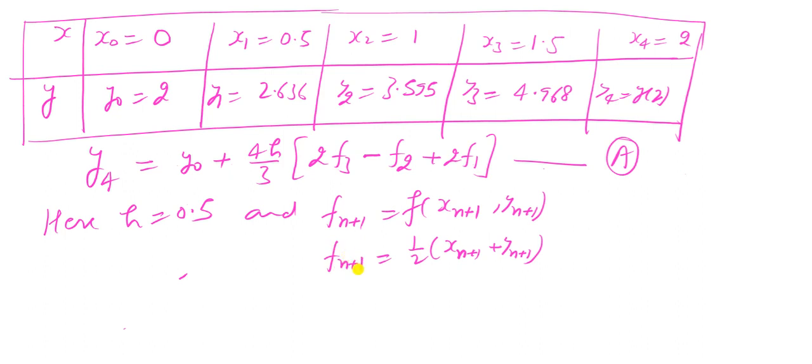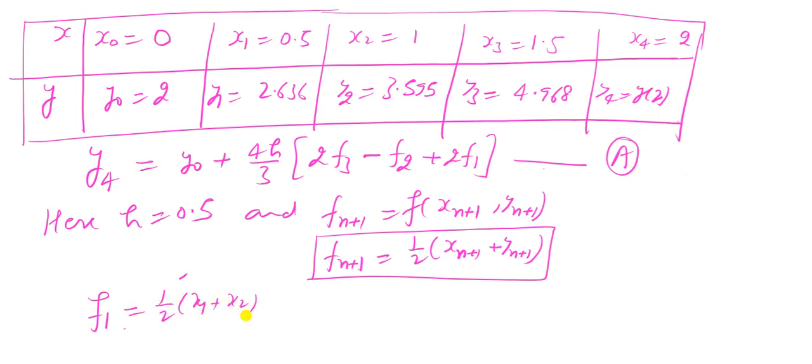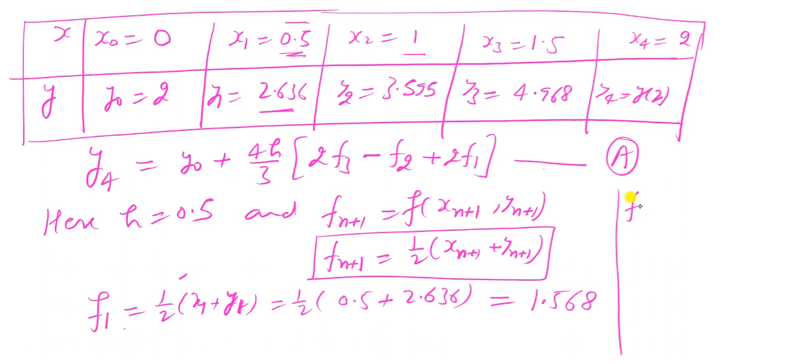Now if we put n is equal to 0, then we obtain f1. f1 is 1 upon 2 times x1 plus y1. So here x1 is 0.5 and y1 is 2.636. So this is equal to 1 upon 2 times 0.5 plus 2.636 and this value is equal to 1.568, correct to 3 decimal places.